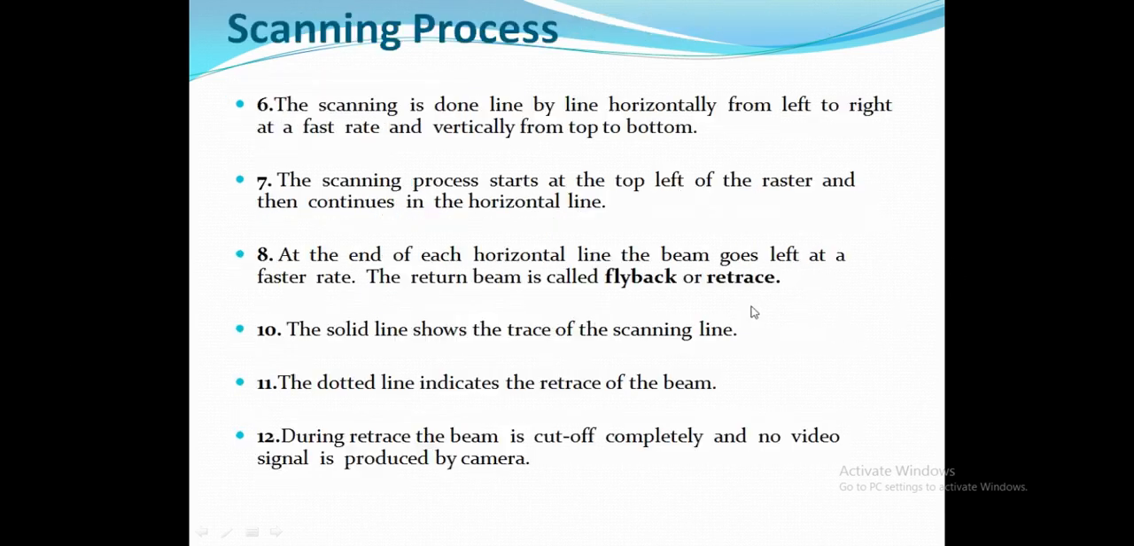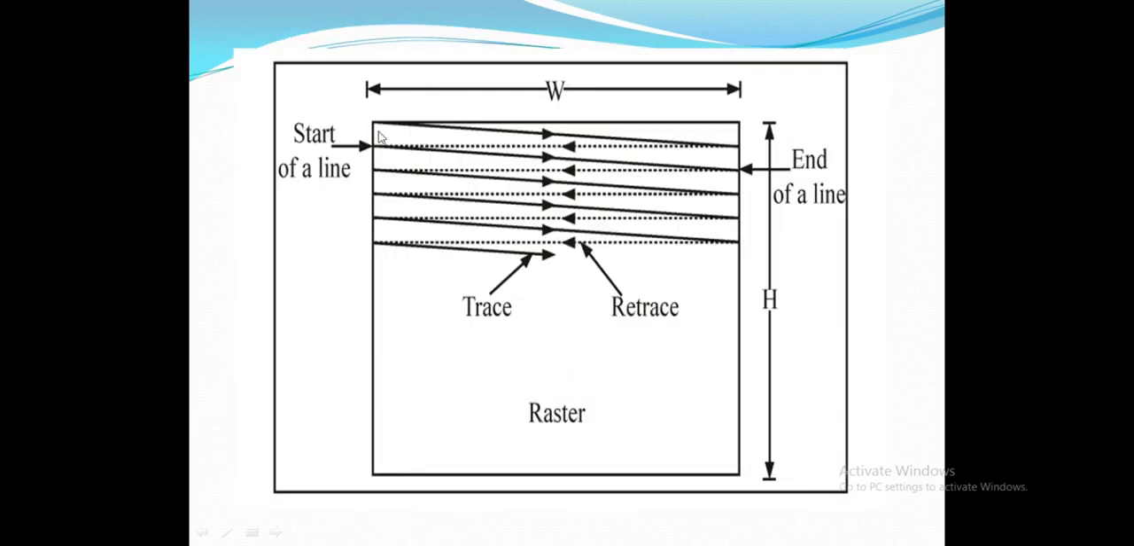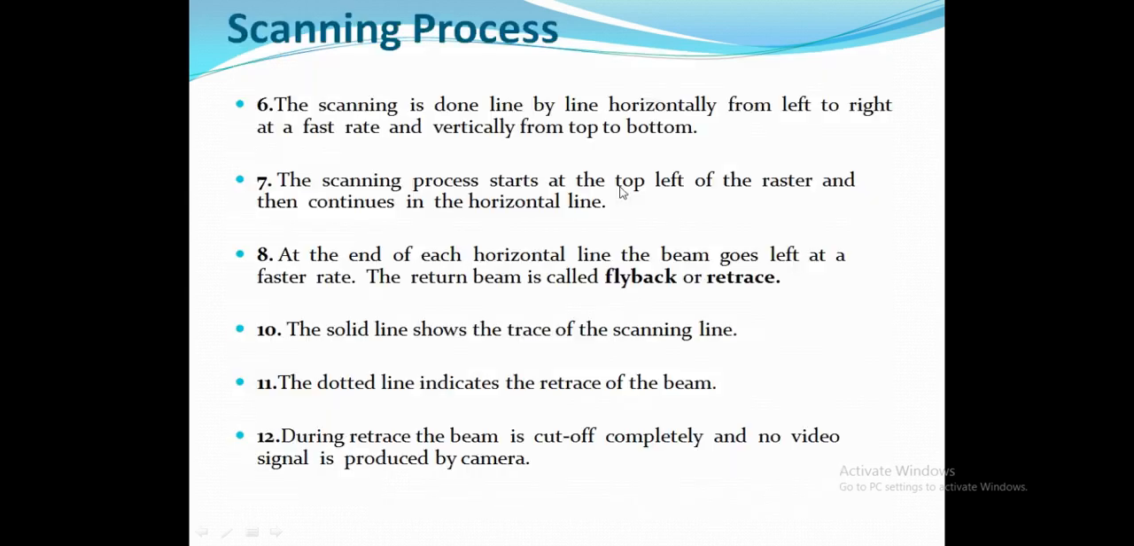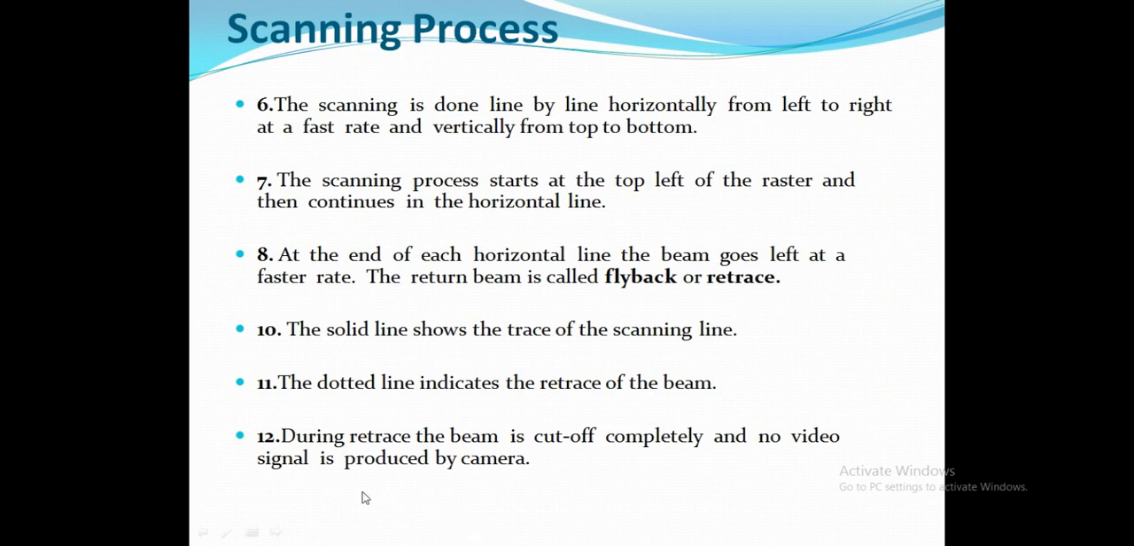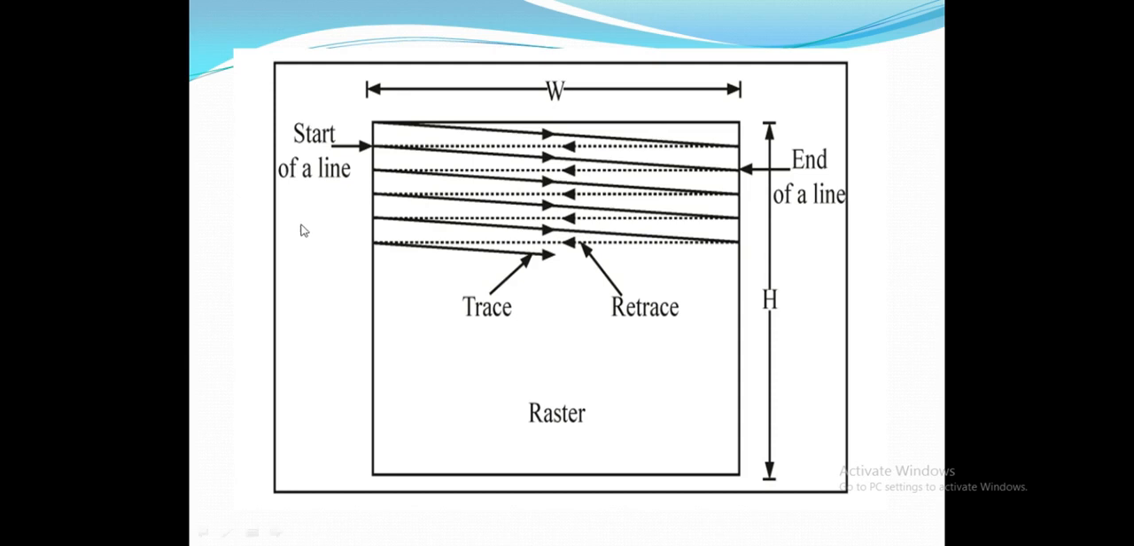Next, the solid line shows the trace of the scanning lines, and the dotted lines indicate the retrace. During the retrace period, the beam is cut off completely and no video signal is produced by the camera. So the signal is produced only in the tracing period; in the retracing period, no signal is produced.